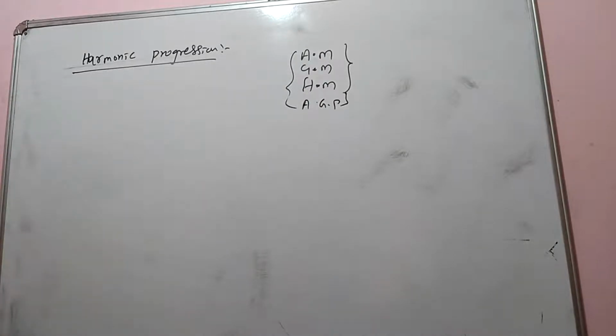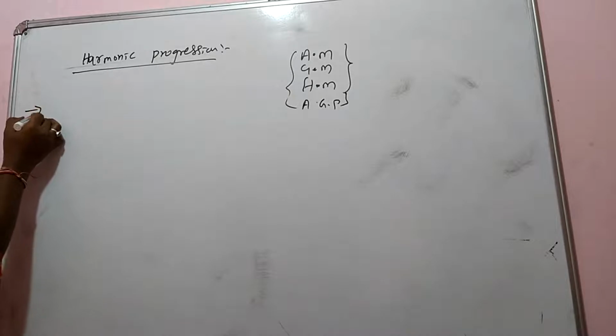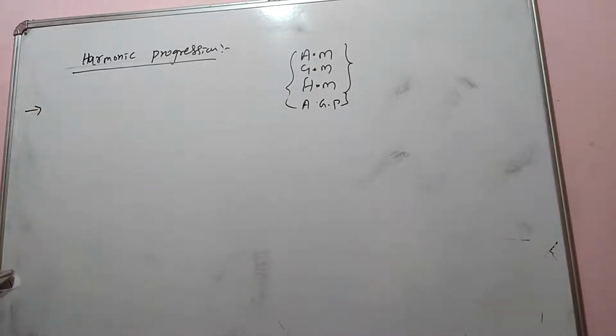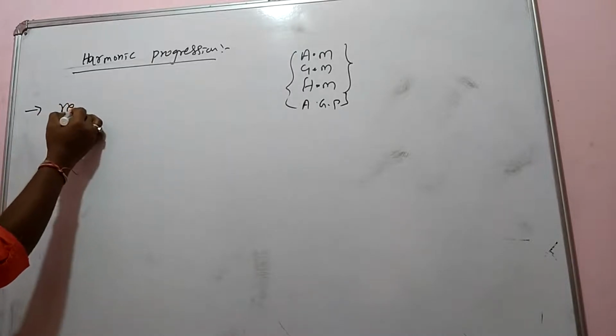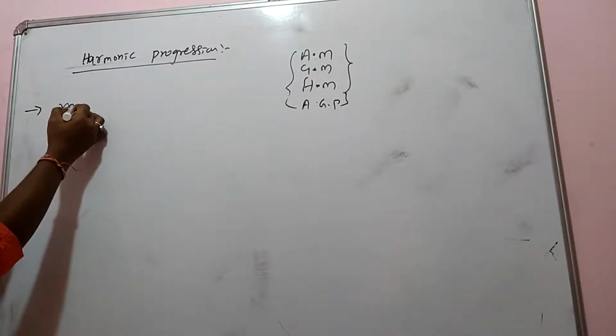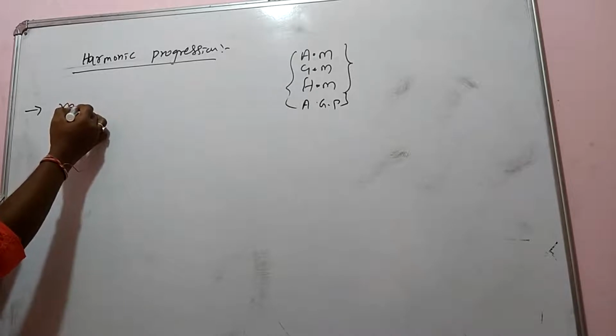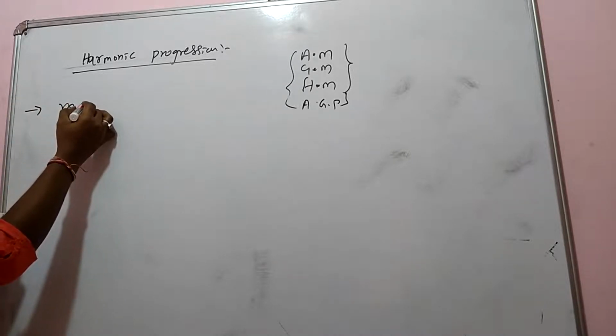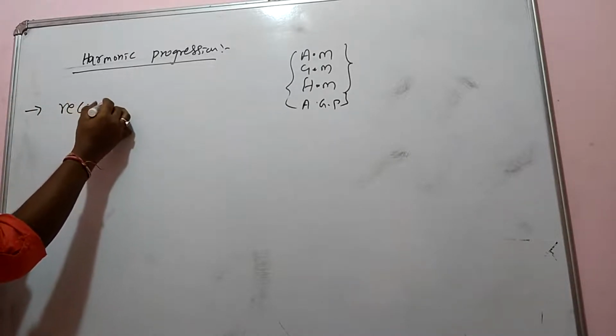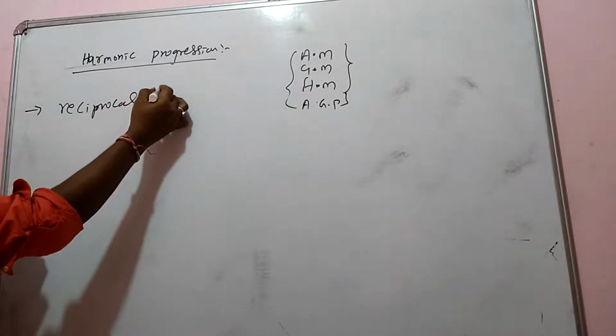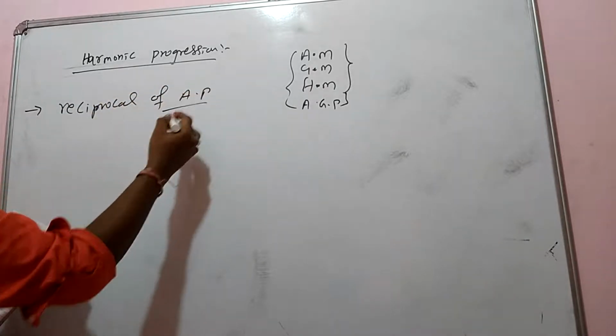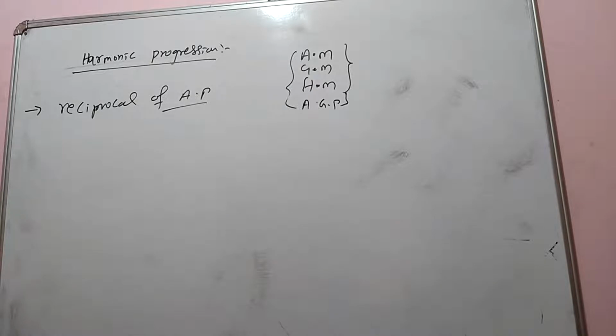So what is harmonic progression first? The definition of harmonic progression: the reciprocal of the terms of an arithmetic progression is called a harmonic progression. It's a reciprocal of arithmetic progression.